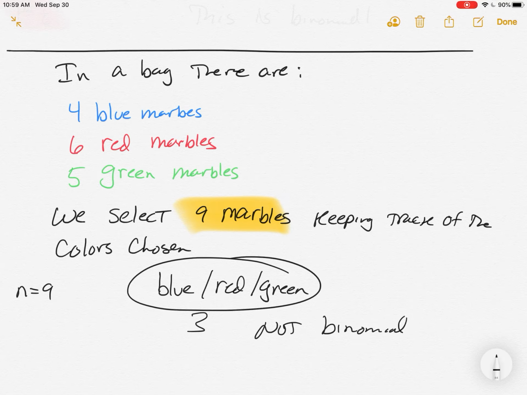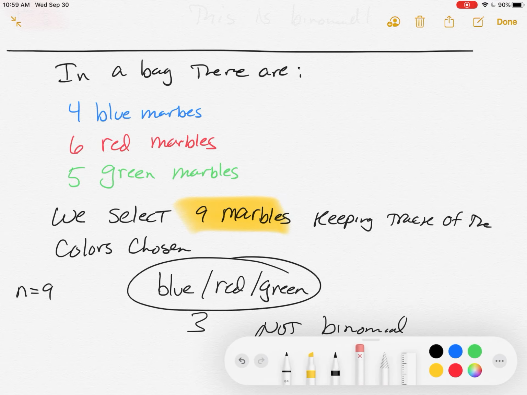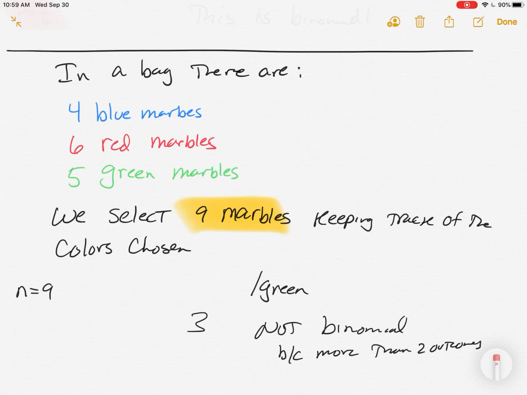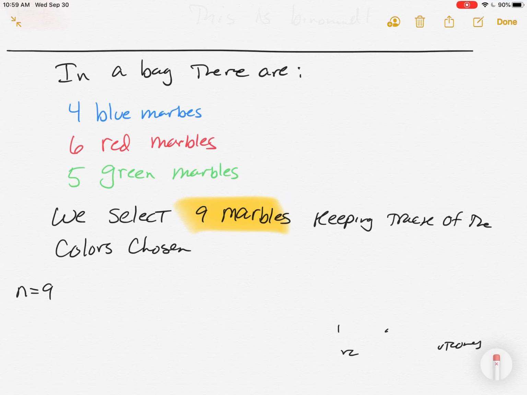Okay. So again, we ran into the same issue that we did with the dice. If we weren't paying attention to a particular color, it could not be binomial. So it's not binomial because more than 2 outcomes. Because this is something where I can erase, let's go ahead and change this. So you could back up the video and see that example, but let's change this a little bit. Let me get rid of some of the markings in here.